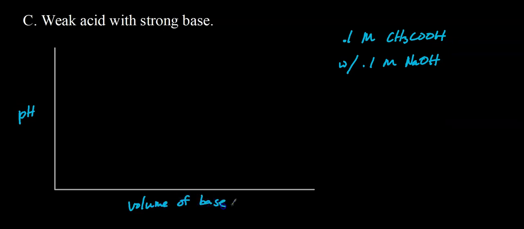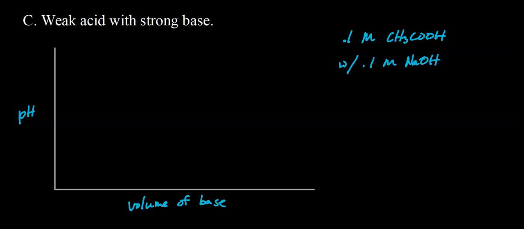So same as last time. Go ahead and calculate the pH of the solution before any base has been added. 0.1 molar acetic acid that has a Ka of 1.8 times 10 to the negative fifth. Go ahead and pause and do that now.